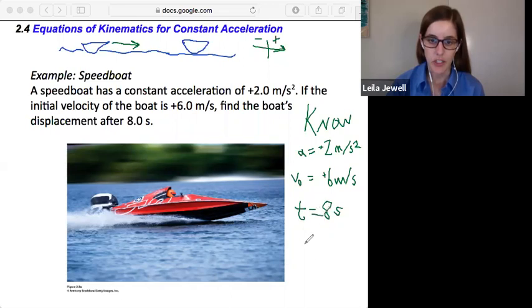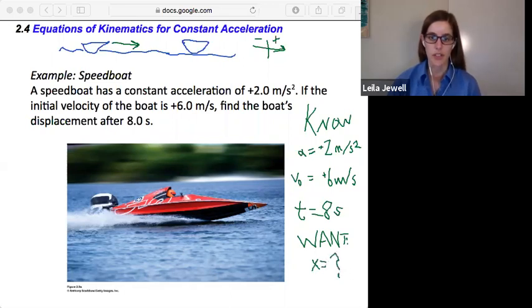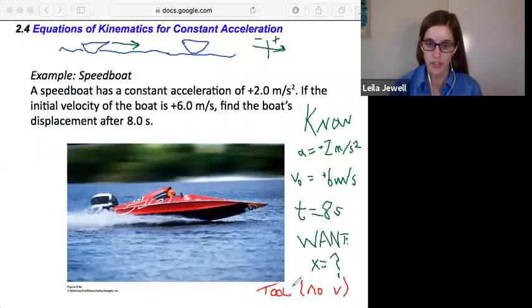The displacement is actually tied to what we want, right? And remember, what's our variable for displacement? We are going to use x. All right, so we know our acceleration, our initial velocity, our time. We want to find x. So if we're thinking about which tools to use, what variable is missing that we don't care anything about? Well, notice there's nothing about the final velocity. So we want to find an equation that does not have the final velocity.